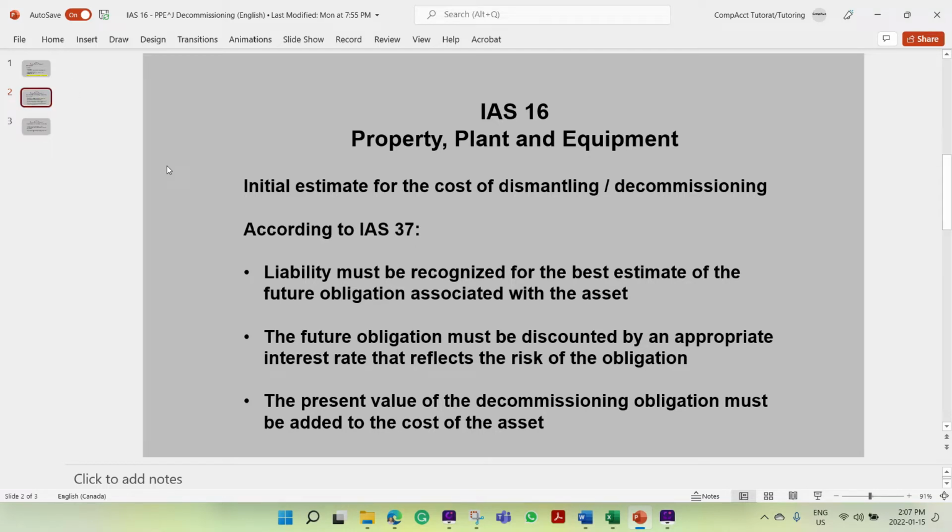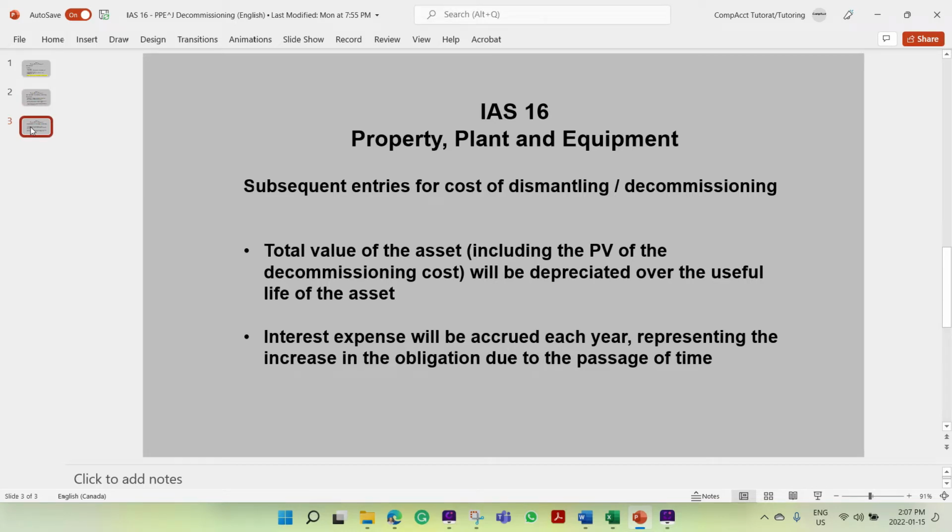Then the future obligation must be discounted at an appropriate rate of interest that reflects the risk of the obligation. So again, the finance team, they're going to look at other assets or other operations within the company that have a similar risk, and they're going to try to match the discount rate of those assets. They might look elsewhere in the industry, but they want to come up with a discount rate that's realistic and reflects the risk. And then finally, the present value of the decommissioning obligation must be added to the cost of the asset. Then we add the present value to the cost of the asset at the initial measurement. Okay.